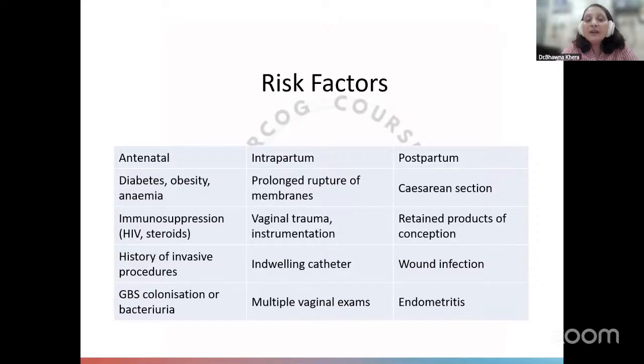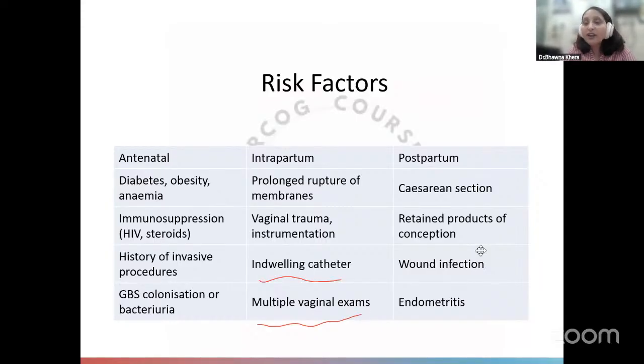So antenatal ones can be like diabetes, obesity, anemia. So diabetes, anemia, immunosuppression, they can all lead to high chances of infection. History of invasive procedure, recent invasive procedure, already diagnosed case of GBS colonization or bacteriuria. What about the intrapartum ones? Intrapartum ones are the prolonged rupture of the membrane and the vaginal trauma, instrumentation, any indwelling catheter which is inserted, or even multiple vaginal examinations.